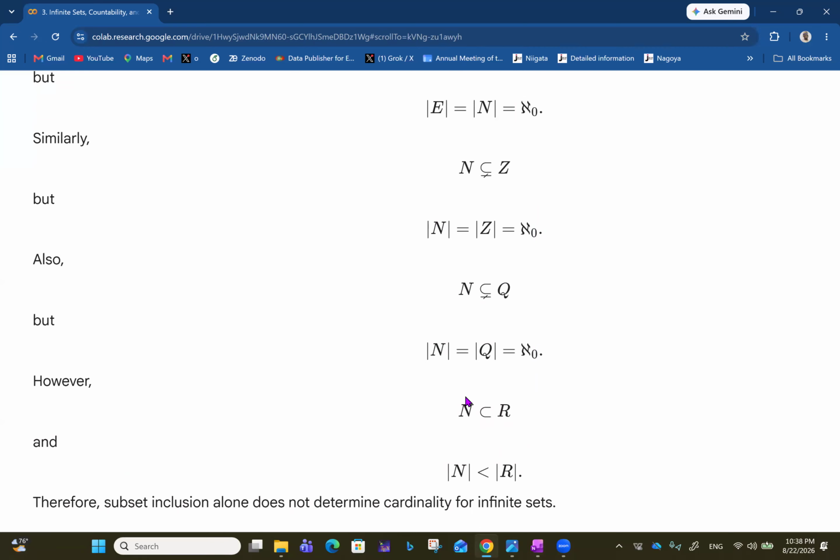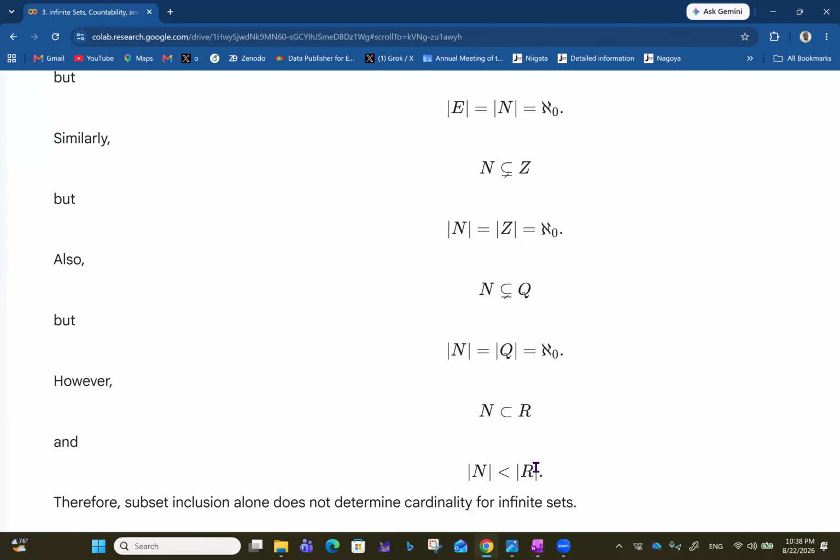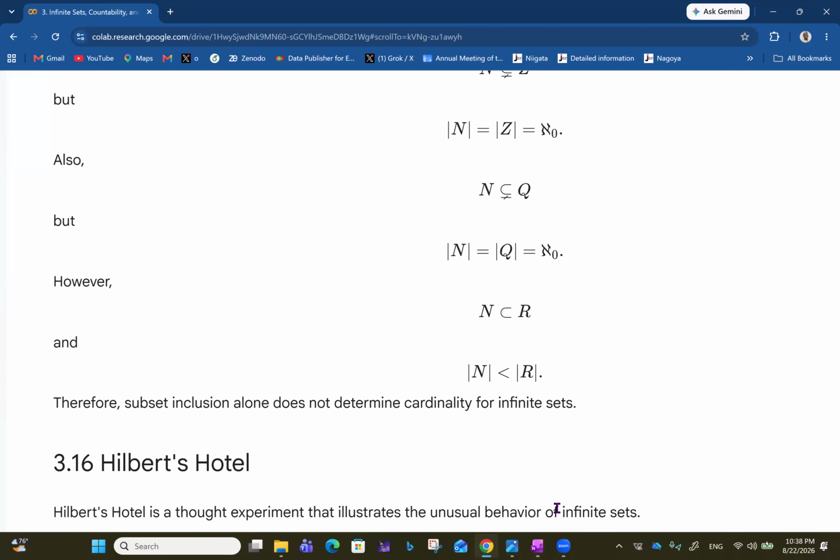However, the set of natural numbers is also a subset of the real numbers, and the cardinality of the set of natural numbers is less than the cardinality of R, because this one is aleph 0 and this is the continuum cardinality. And we know aleph 0 is less than the continuum cardinality. Therefore, subset inclusion alone does not determine cardinality for infinite sets.